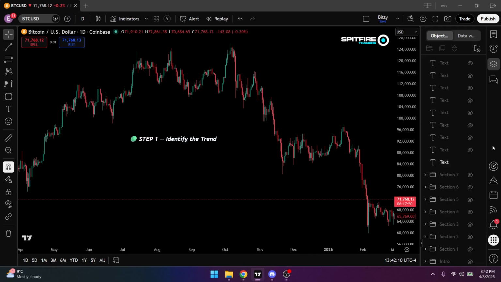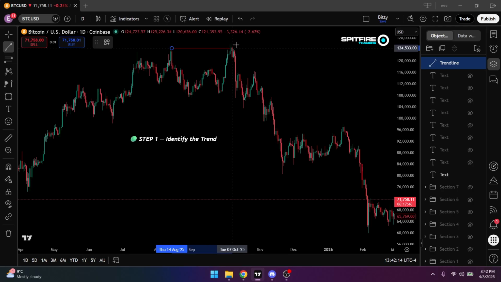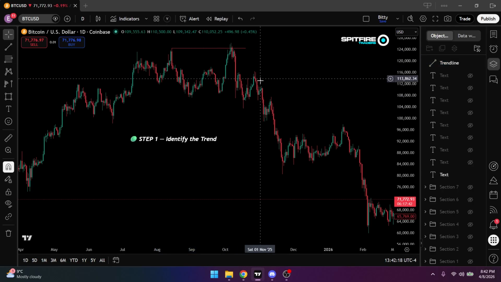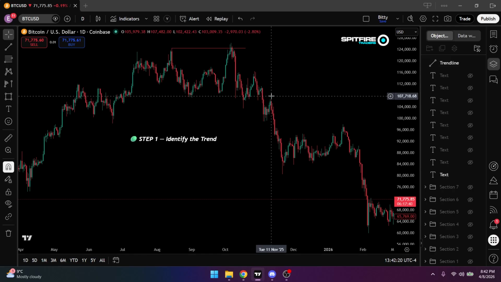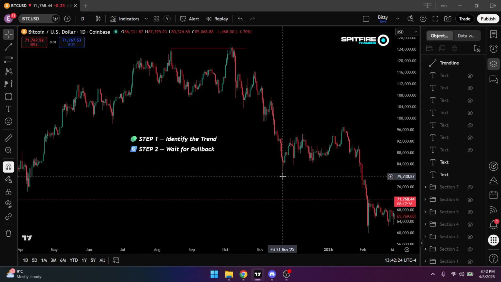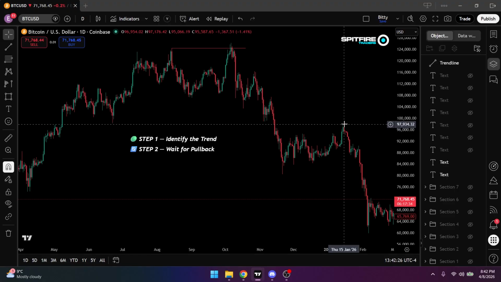We identify the trend. And as we can see, after a swing failure pattern of this last high here, price started to make lower lows and lower highs. Lower low, lower high. Step number 2. We wait for a pullback. And our pullback starts from this low here up to here.